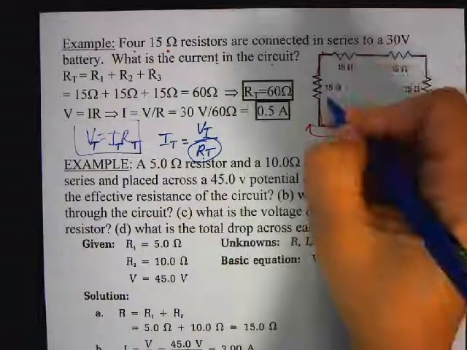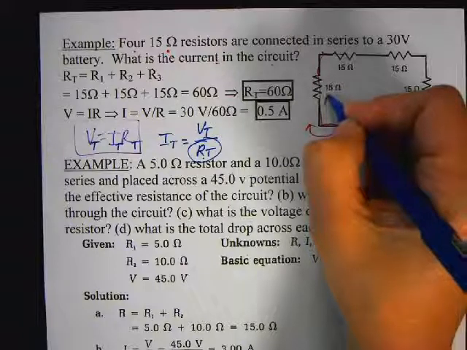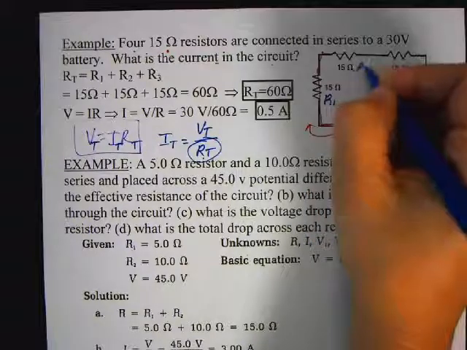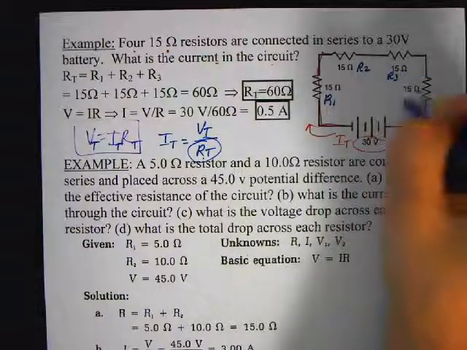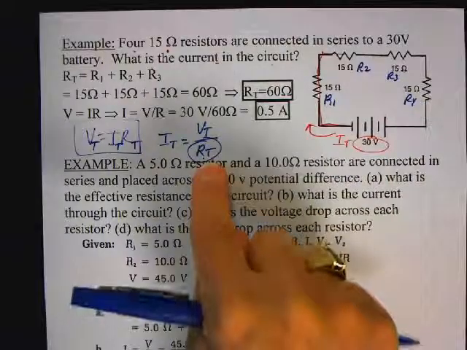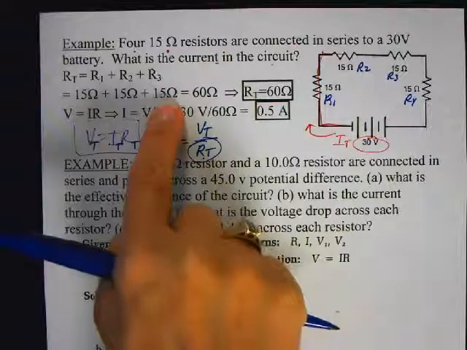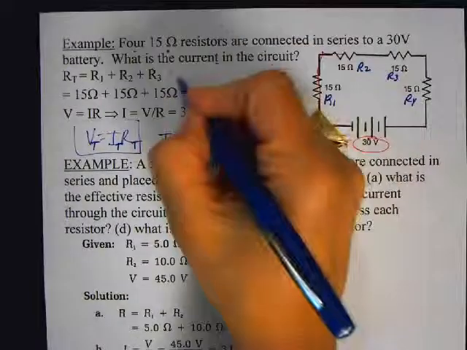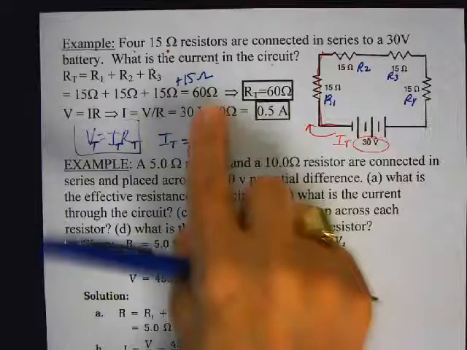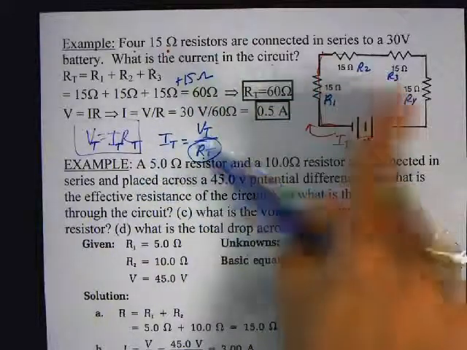So again, when we draw a schematic diagram, we're going to label these R1, R2, R3, and R4. So all I want to find is the total resistance. The total resistance is R1 plus R2 plus R3 plus R4, which ends up being 15, 15, 15, and 15, which is 60.